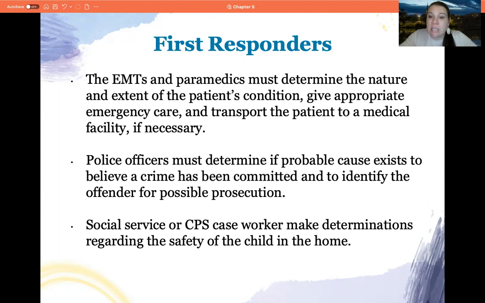The other first responders might be police officers if they determine that probable cause exists, that a crime has been committed. And so then they will be working to identify an offender in the incident, so a perpetrator who perpetrated the abuse. And then finally, you're going to have the social service or CPS caseworkers who are going to make the determinations about safety and safety of the child in the home. And so this is where police officers and CPS often coincide and have to work together a lot of times, because when police officers go on scene and there is a child abuse case, then their immediate call is going to be to CPS. So these are some of the first people who are on scene with an emergent child abuse case.